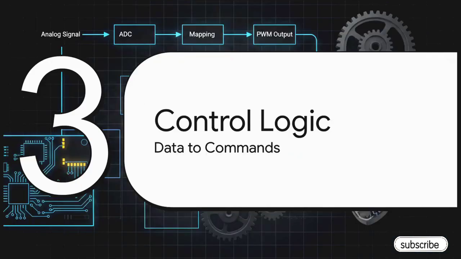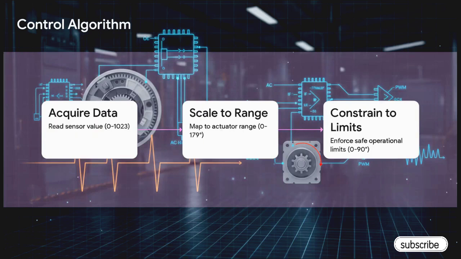Okay, so we've got our clean digital input. Now it's time to move to the processing stage. You can think of this as the brains of the whole operation. This is where that raw data gets transformed into a precise, actionable command that we can send out to the actuator. The control algorithm itself is pretty straightforward.